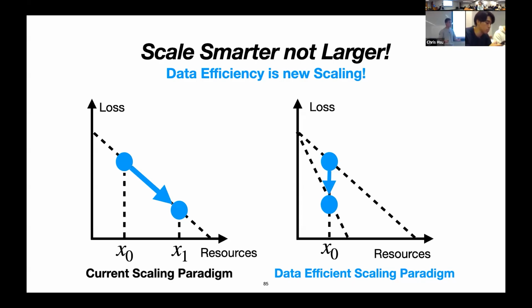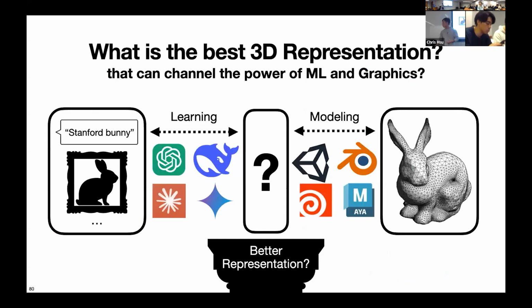So the reason that I asked the question of how to connect the power of machine learning and modeling is because different communities ask for different things from the representation. For machine learning, we care about scalability. We care about how close it is to the source of the data. I think that's probably where multi-view images are winning a little bit.